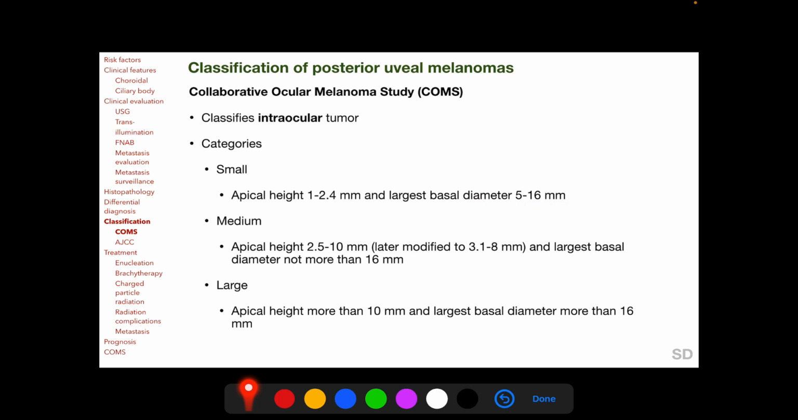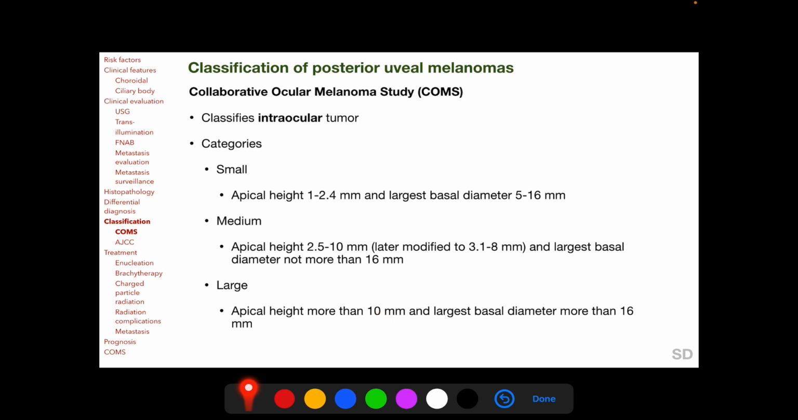Choroidal melanomas in the medium category are defined to have an apical height of between 2.5 to 10 mm, which has been later modified to an apical height of between 3.1 and 8 mm, and largest basal diameter of not more than 16 mm. Large choroidal melanomas are defined as having an apical height of more than 10 mm and the largest basal diameter of more than 16 mm.